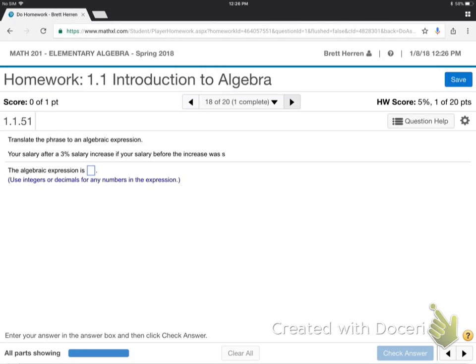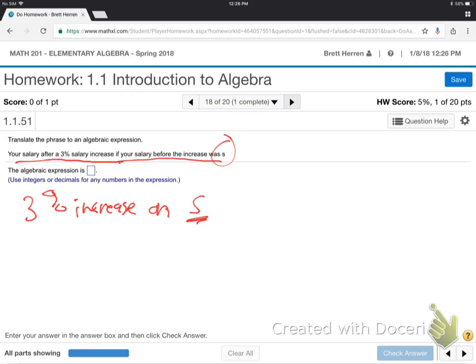Number 18, your salary after a 3% salary increase, if your salary before the increase was S. Is that a little S? Okay, so 3% increase on S. They want me to use S, like x or whatever, as the original salary. So how do we do that? How do we do it? What's the formula going to be? This is considerably more difficult. What's the formula going to be for a 3% increase on S? How do we do that? Anybody know? It's a tricky one.